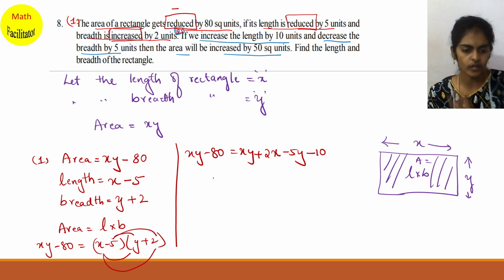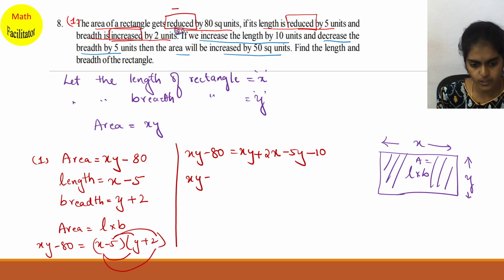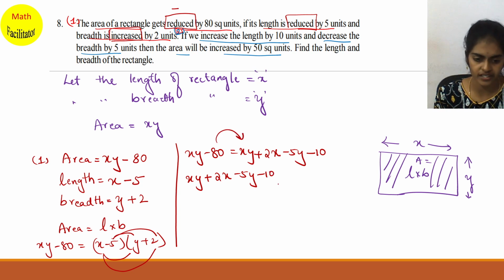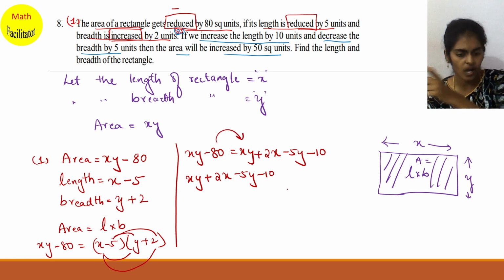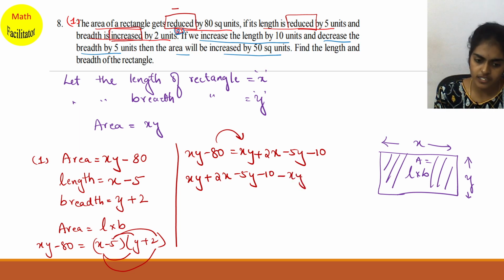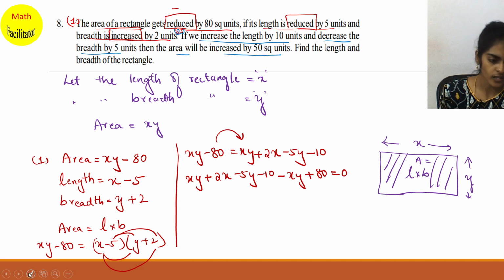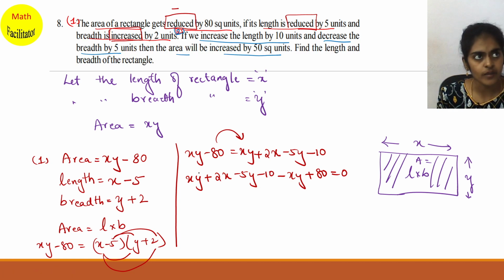Now let us solve this. Take all the terms to one side. I have xy plus 2x minus 5y minus 10. Let me take all these terms to this side. Transposing xy and minus 80 to the RHS, I have minus xy plus 80 equal to 0. Now clearly you can see plus xy minus xy gets cancelled.